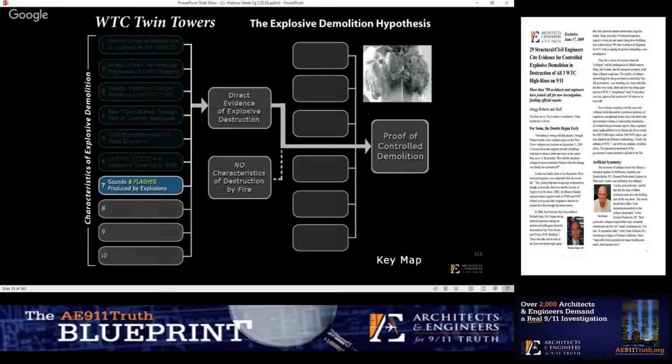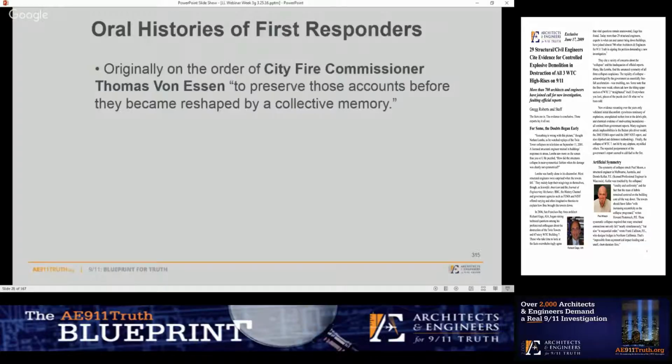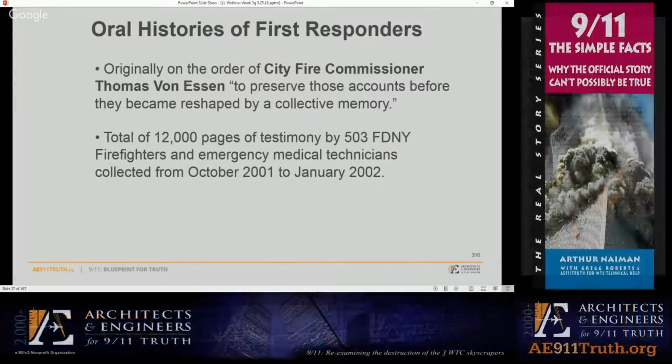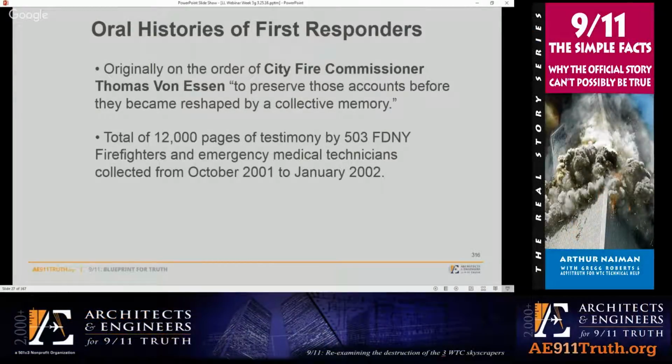So in this deception, we'd be looking for witnesses that heard sounds of explosions, that saw flashes of light. This is very typical of a controlled demolition. So let's take a look and see if that's true. And it's fascinating to note that the City Fire Commissioner, Thomas von Essen, interviewed 500 of his own FDNY personnel to preserve the account before it became reshaped by a collective memory.